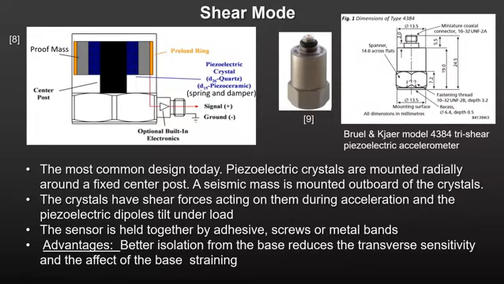In a tri-shear sensor, 3 elements are positioned at 120-degree angles around the center post. The Shear Mode design isolates the crystal from base strain inputs, while still providing the same degree of sensitivity as the compression mode design. As such, most piezoelectric accelerometers sold today use Shear Mode.